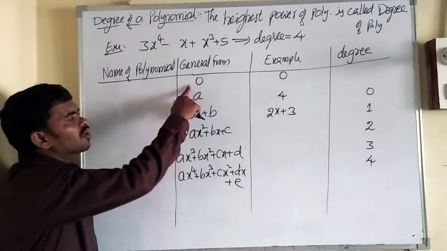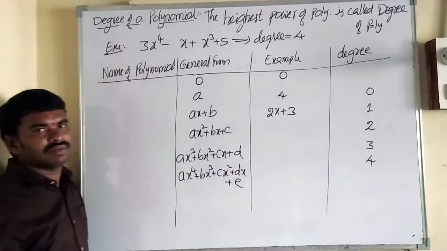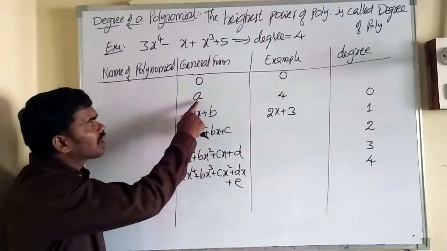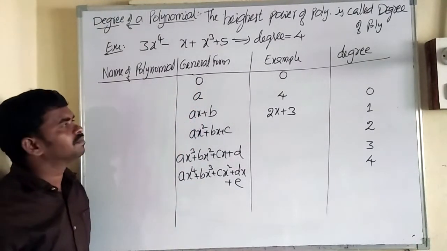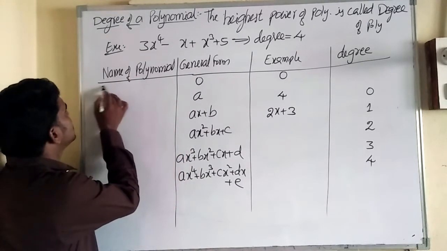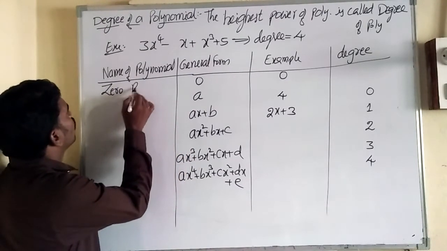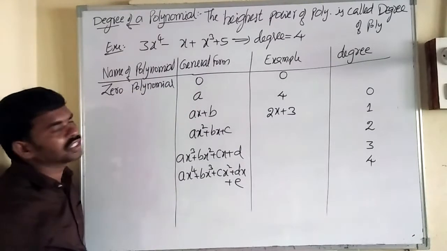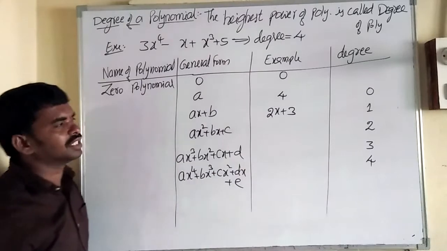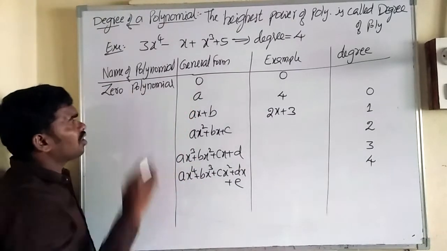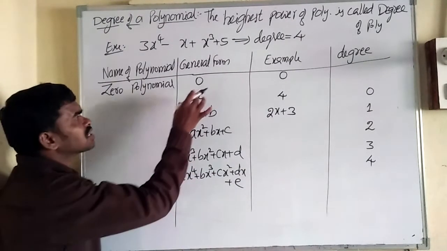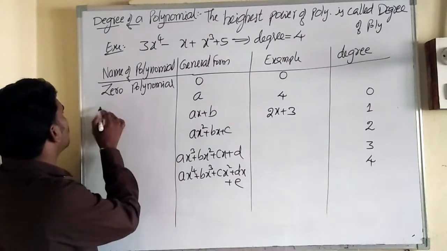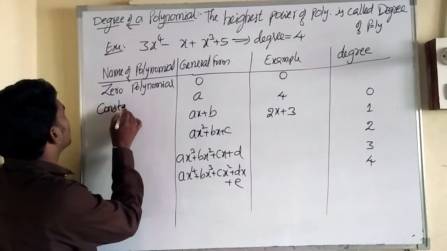This is called zero polynomial. This is called constant polynomial. Okay, first one is zero polynomial. What is zero polynomial? General form 0. What is the example? 0. That's it. Next, if only the constant term is there, that is called constant polynomial.